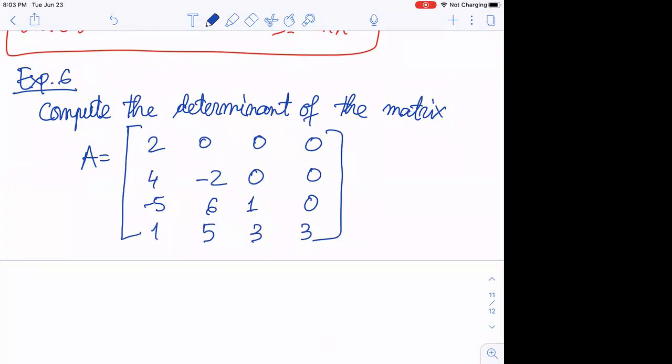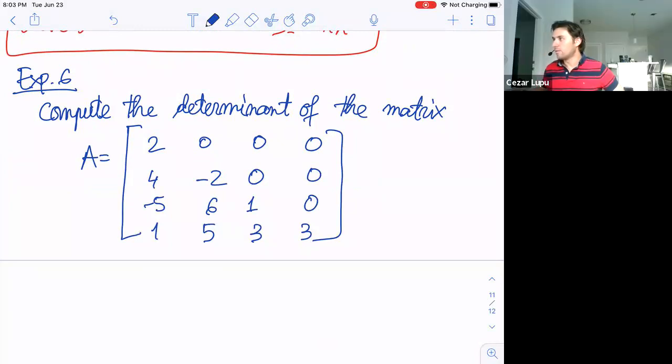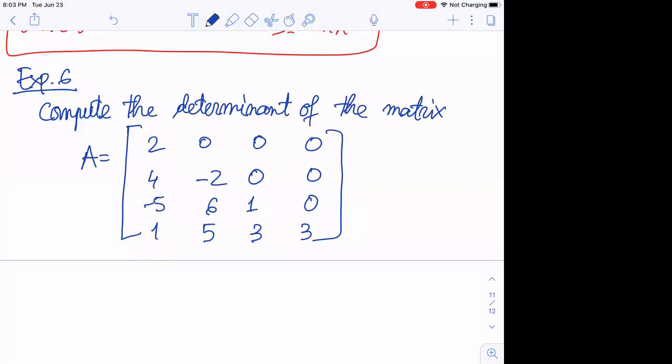Lower triangular. Say that again. Lower triangular. You said upper triangular? Lower. Lower triangular, right? Yeah, lower triangular matrix, right?